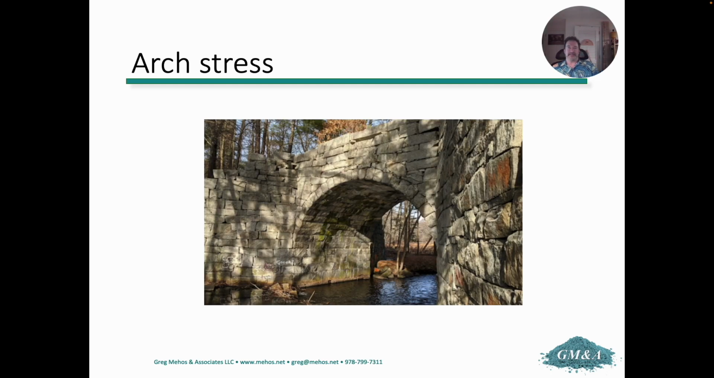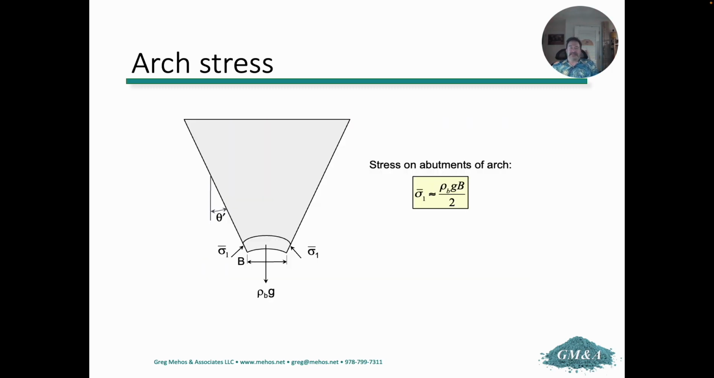So one last concept. Talk a little bit about arch supporting stress. Again, we rely on simple physics. If we were to do a force balance on the stress on the abutments of an arch, it'd simply be equal to sigma 1 bar, the stress on the abutment of an arch, is equal to the bulk density times G times the span, divided by approximately 2. If this were a nice perfect arch, then it'd be exactly 2.